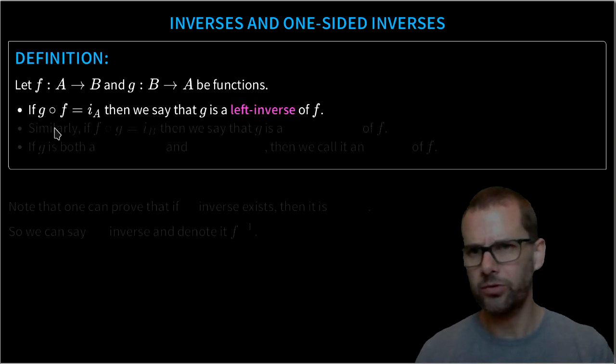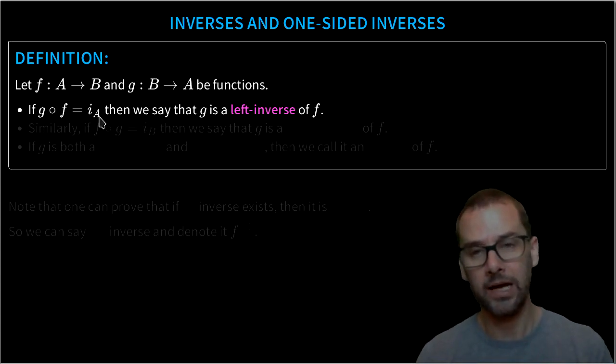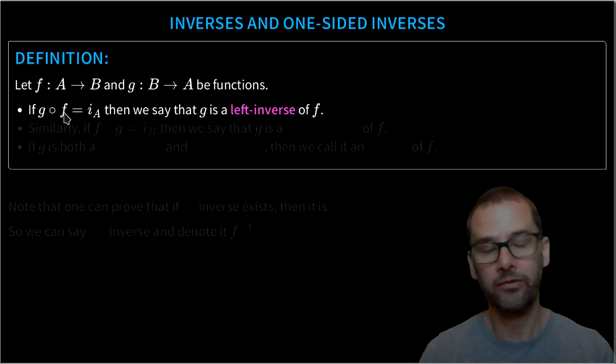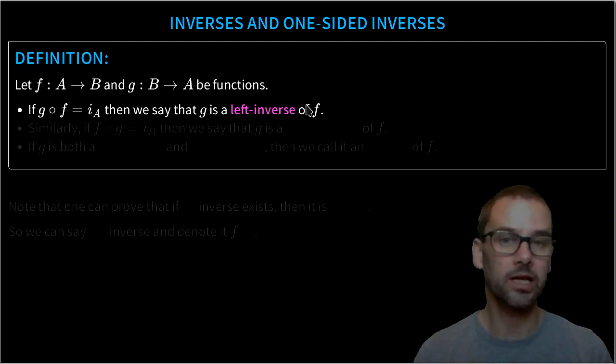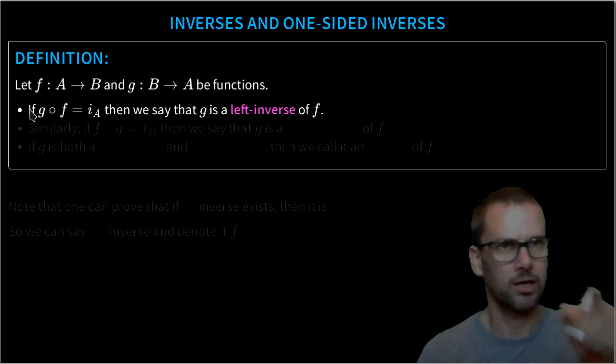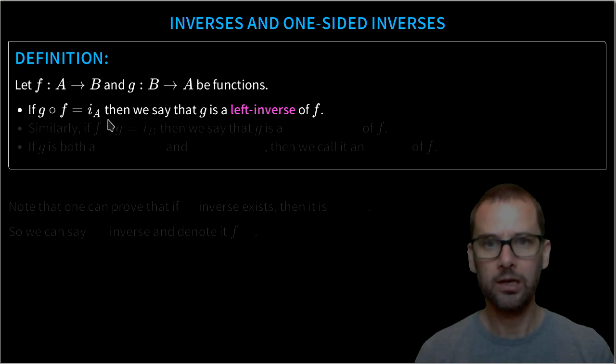So if we do g of f, so we do f first to take us from A to B, and then we do g to take us from B back to A. Well, if that composition is just the identity function, so that g of f of little a is little a, so just the identity, then we say that g is the left inverse of f. So that's because g here is on the left when we write from left to right, as we typically do. So if g of f is the identity, then we say that g is the left inverse of f.